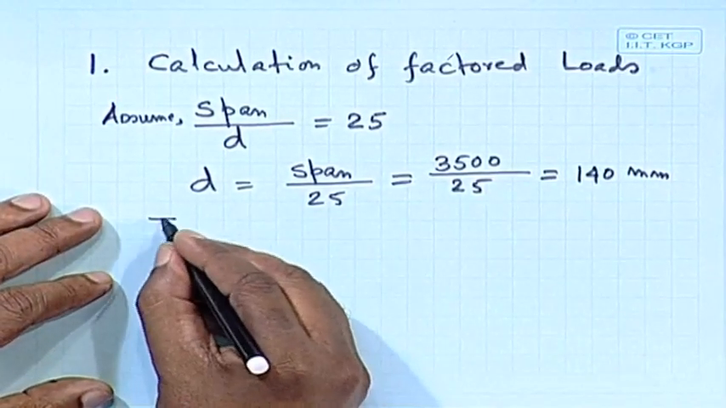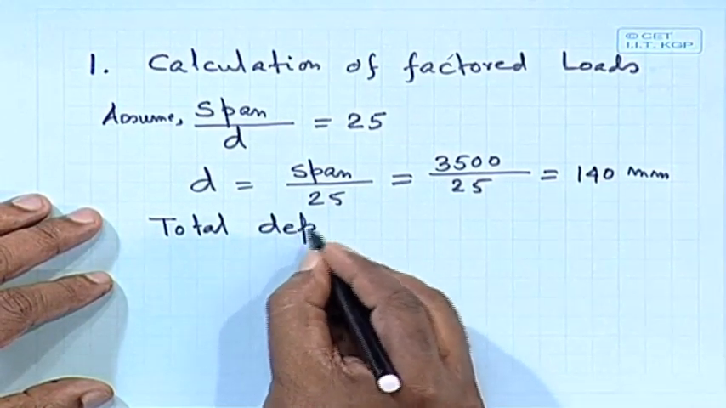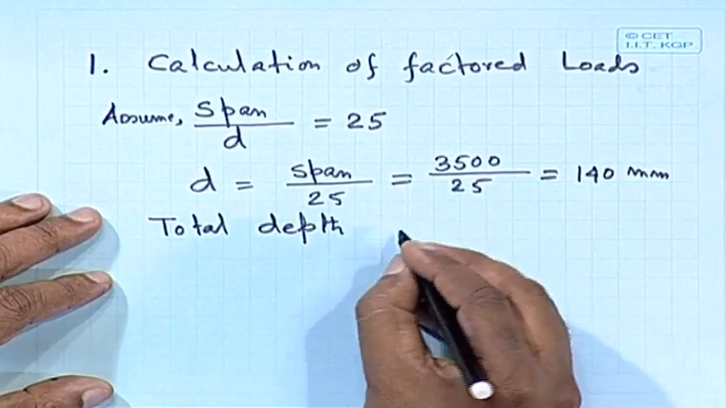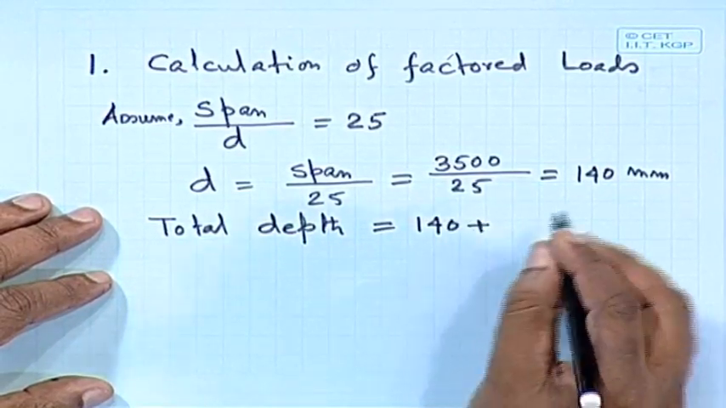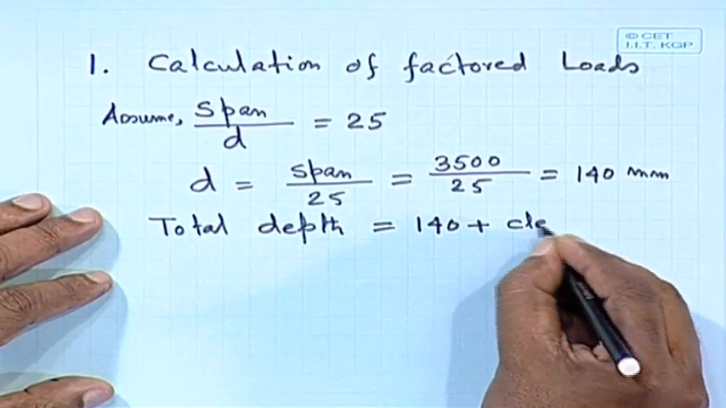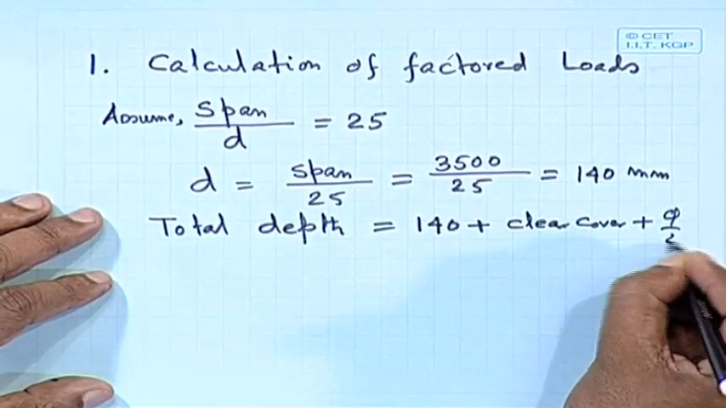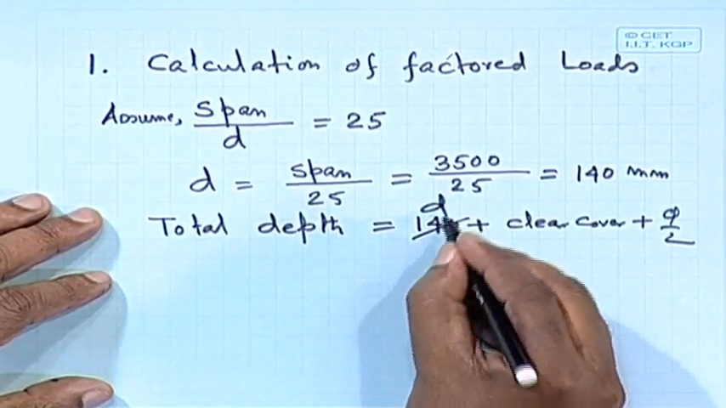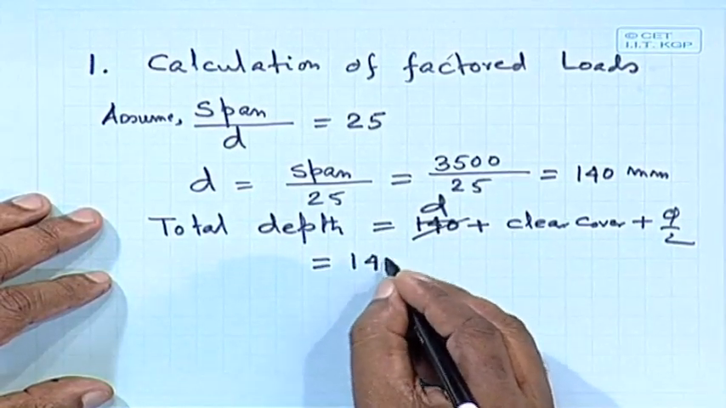Total depth D equal to 140 plus clear cover plus 5 by 2. So, D plus clear cover plus 5 by 2, D equal to 140.